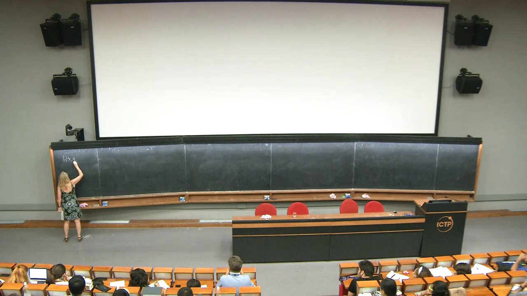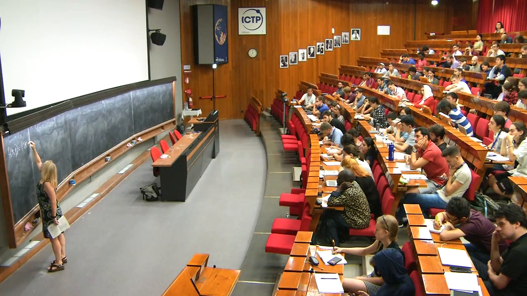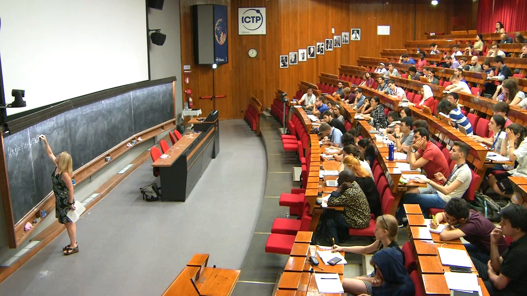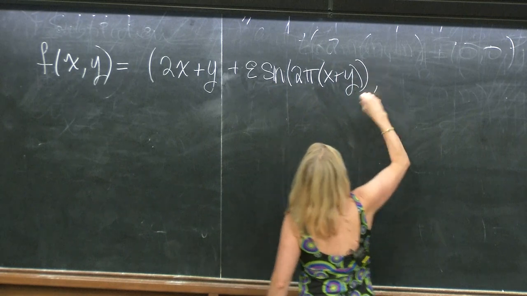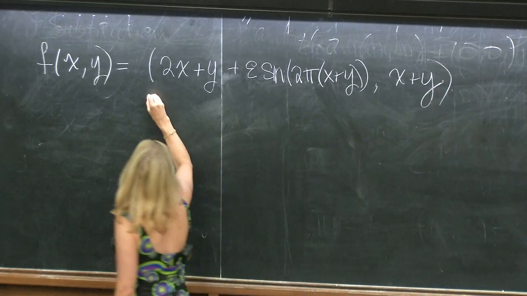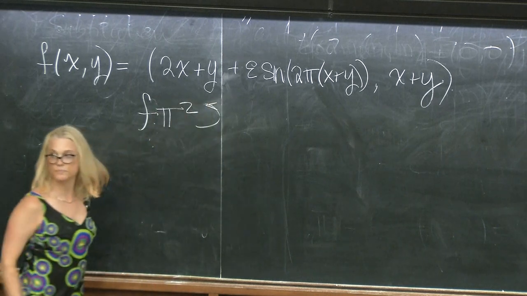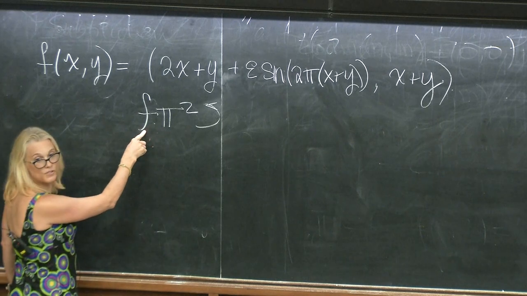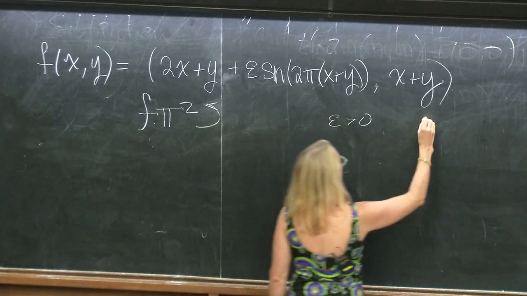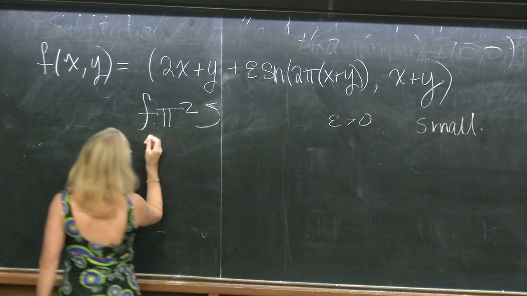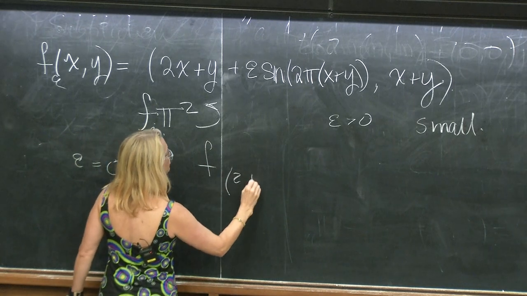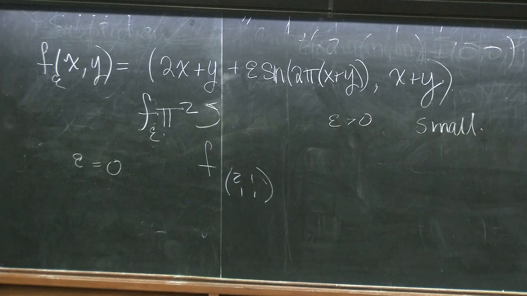If I look at the system f of x, y equals 2x plus y plus epsilon sine of 2 pi times x plus y. The sine is sort of arbitrary. I chose it to be periodic in x plus y. Okay, this is a map from the torus to itself. It preserves Lebesgue measure. Epsilon is some fixed non-zero number, but let's say it's small. Let's call it F epsilon. So when epsilon is zero, this is just F sub A, or F sub (2 1; 1 1), right? It's just the map we've analyzed so far. We know it's ergodic.